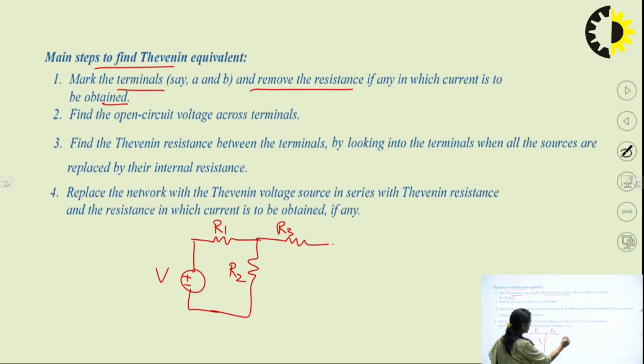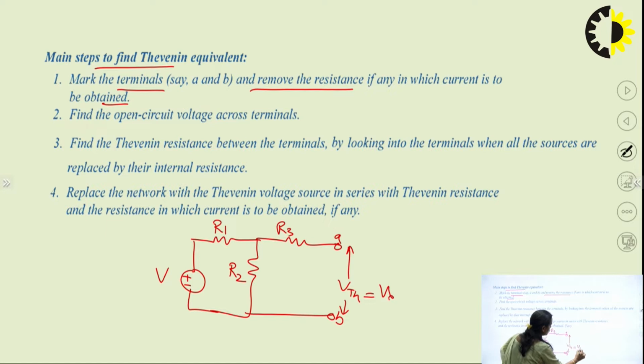So here, after removing this load resistance, the circuit will look like this. If you have marked these terminals A and B, then the voltage across these terminals is VTH, or you can say the open circuit voltage, that is VOC. So the next step is to find the open circuit voltage across the terminals. You will find the open circuit voltage, that is VTH or VOC, by using node analysis or mesh analysis, whichever you can use.